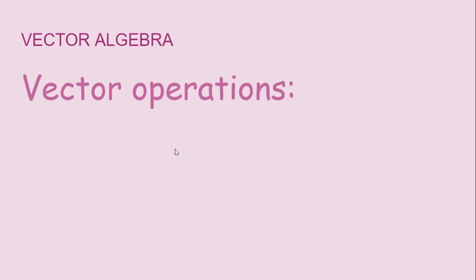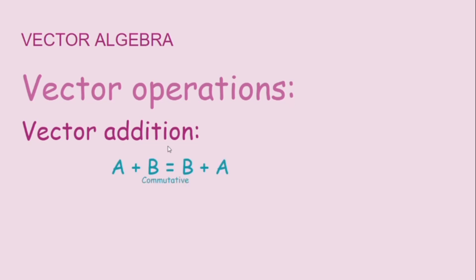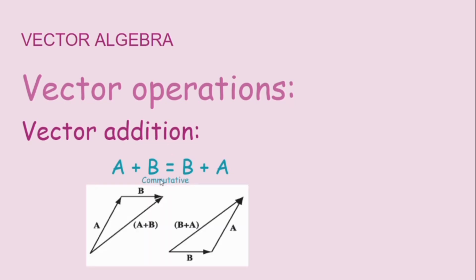In vector operations we have vector addition and vector multiplication. In vector addition we will see that it is commutative. We apply the head to tail rule in vector addition. The head of the first vector is joined to the tail of the last vector, and the tail of the resultant vector is joined to the tail of the first vector and its head is joined to the head of the last vector. This can also be reversed just by changing the position of the second vector. B comes before A and this will be the resultant vector.